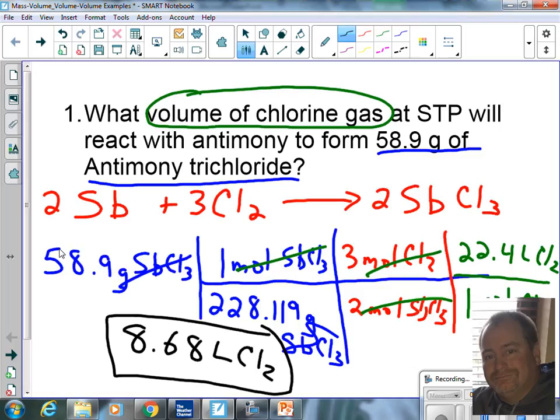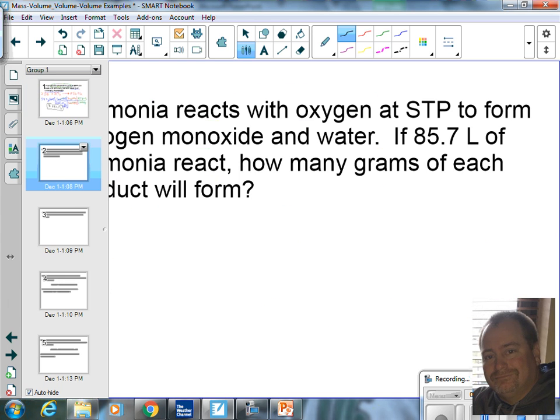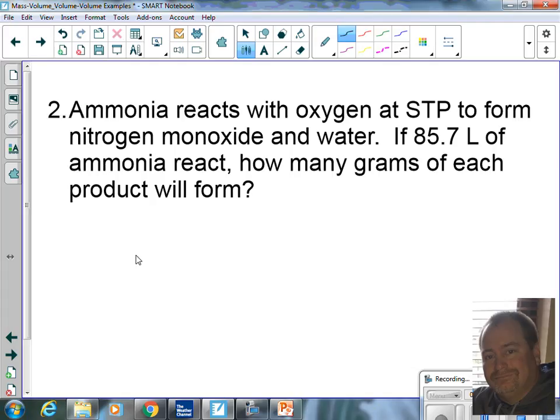So this would be classified as a mass to volume problem. I've taken the mass of one substance and converted it to the volume of another substance. I'll give you time to copy down the question.